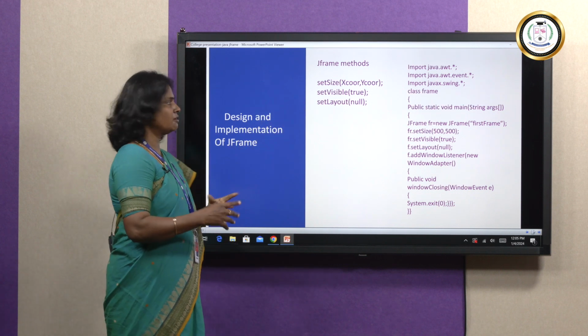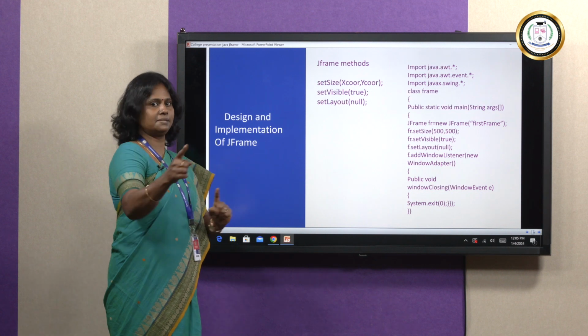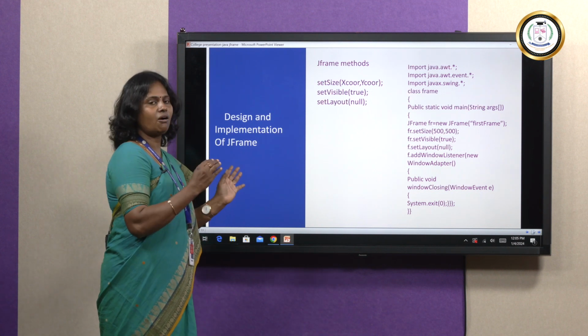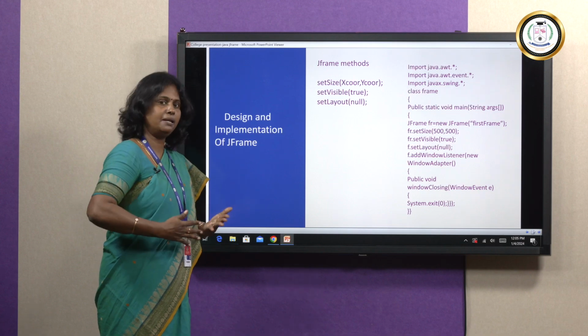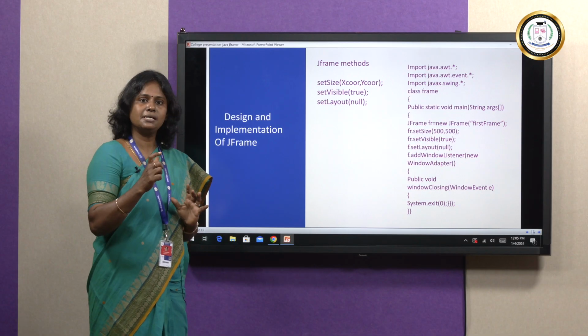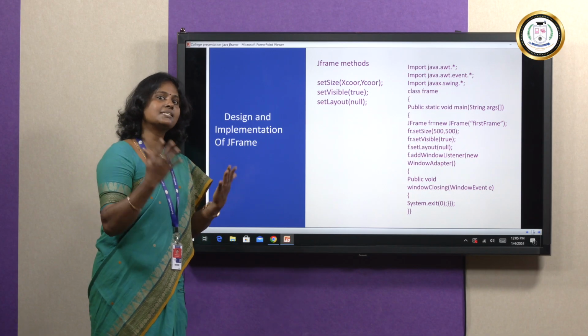Next one is visible. For example, this PPT is visible to you. If I want the visibility of the PPT to be disabled, I can use setVisible. Set visible true, it is visible. Set visible false means the visibility is hidden.